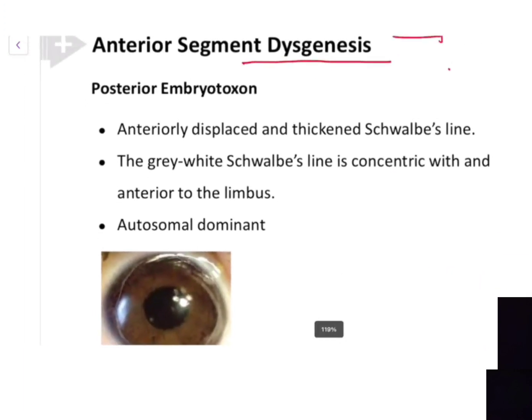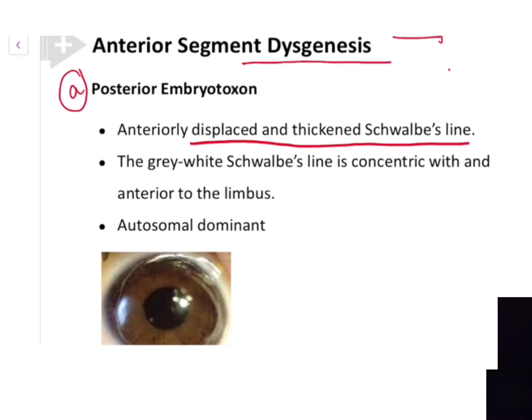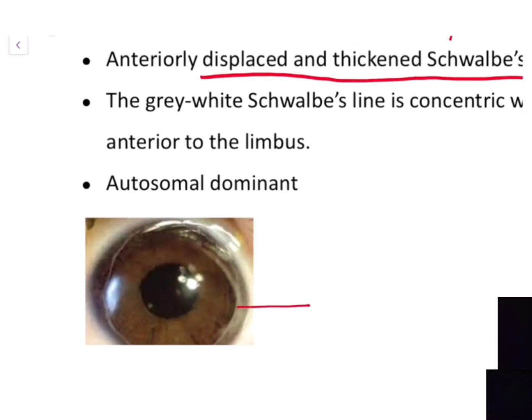So see, there is something which is called posterior embryotoxon, which is an anteriorly displaced and thickened Schwalbe's line. Now, what is the Schwalbe's line? The Schwalbe's line is the end point of the Descemet's membrane of the cornea. So the Descemet's membrane is one of the layers of the cornea, and the point where it ends is called your Schwalbe's line. Because the posterior layers of the cornea are formed from these neural crest cells, here we have a very anteriorly displaced and thickened Schwalbe's line, which looks like this, a greyish white line which is concentric anterior to the limbus.